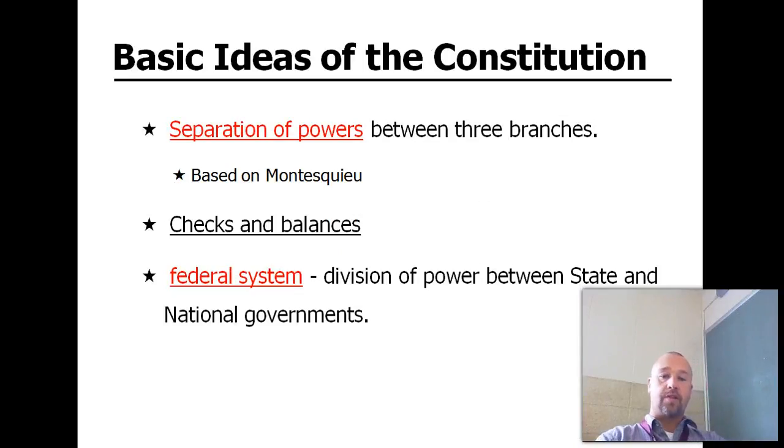Basic ideas of the Constitution: it's this separation of powers. If you remember back to the Enlightenment, men like Rousseau and Montesquieu, who were preaching for a more democratic government in their nations. So Montesquieu had the idea of the separation of powers, which we copied here. The idea of checks and balances we talked about, and we're going to set up a federal system. So states have powers, the national government has powers, and they share these.